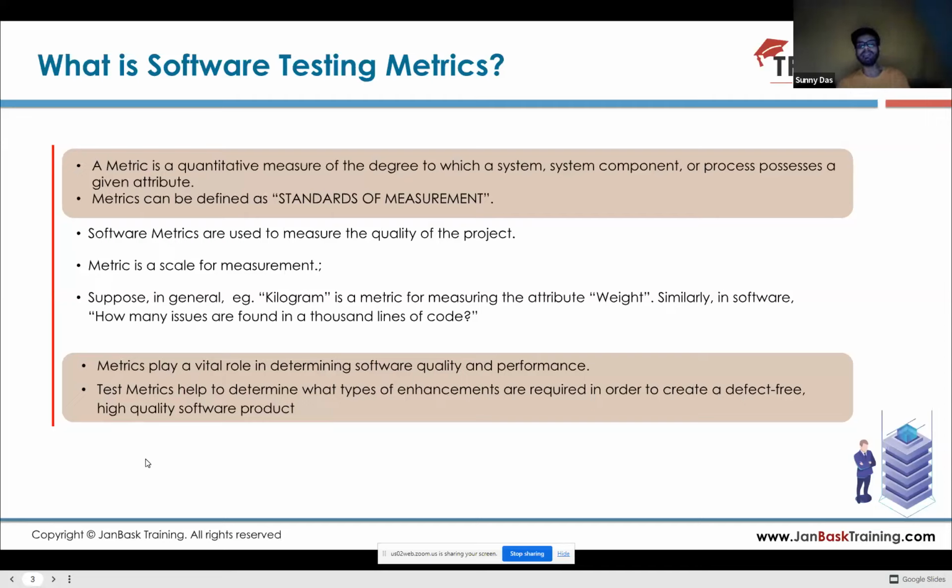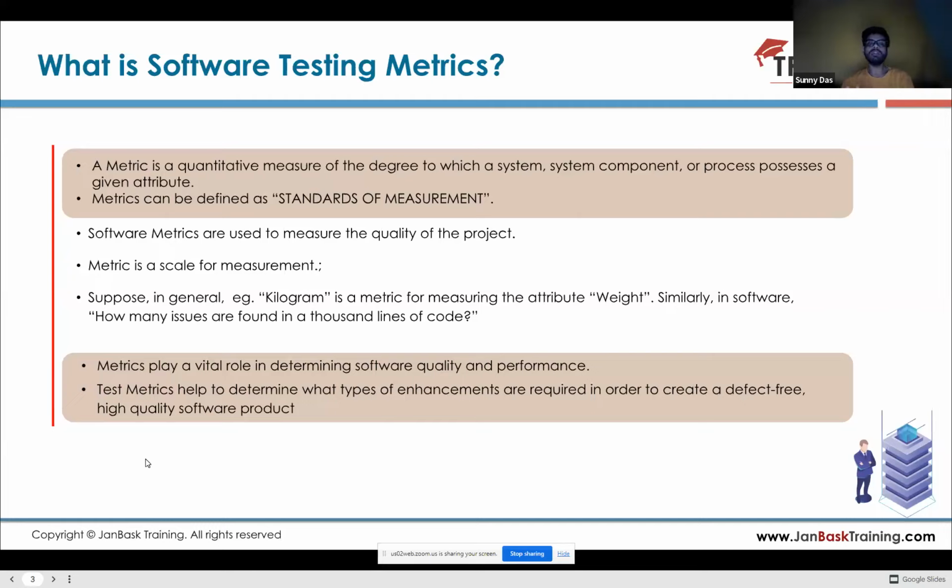Now the second thing is how software metrics can improve the process. Suppose you are testing a particular product, and during the execution of the test cases you have found, say, 20 bugs. You have logged those 20 bugs, those bugs have been fixed, you have retested them, and now it has been deployed.